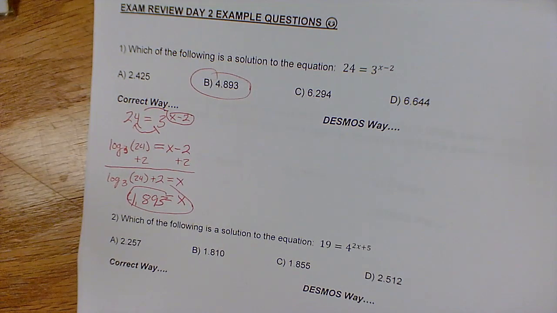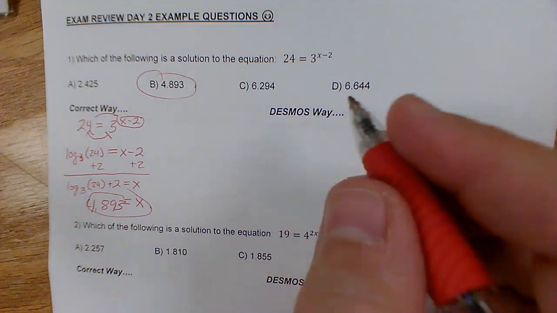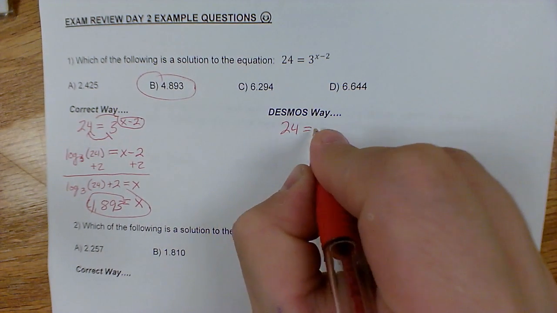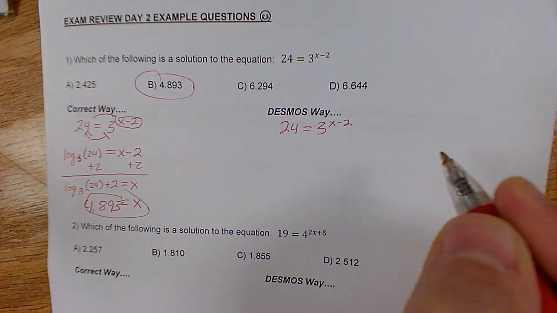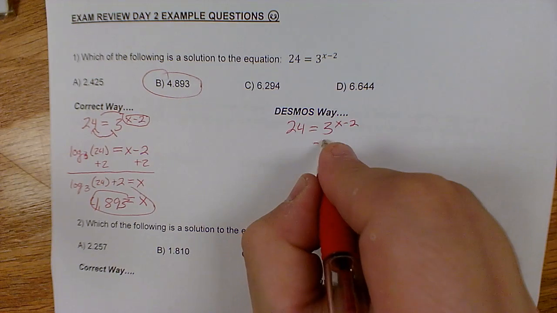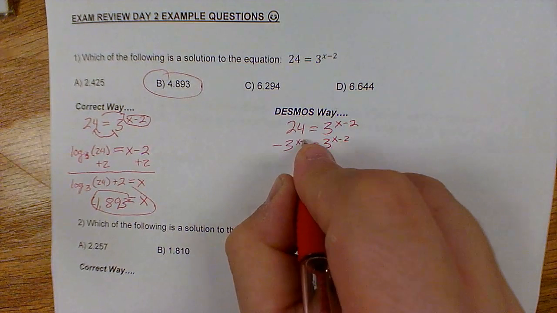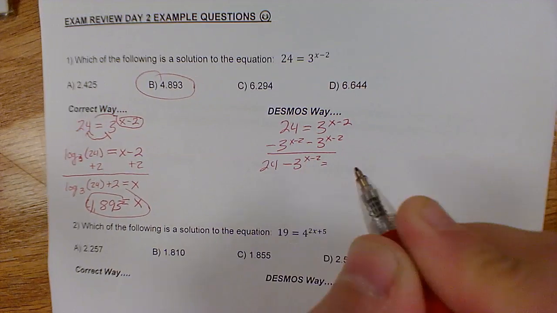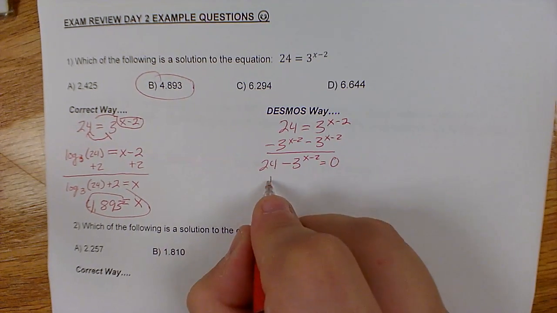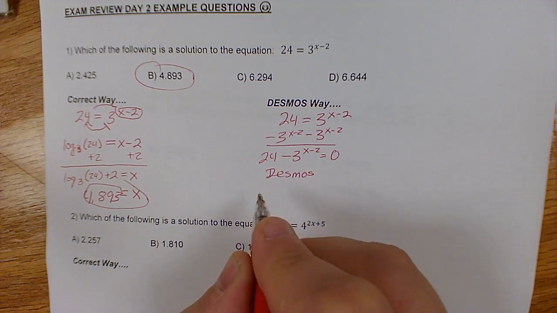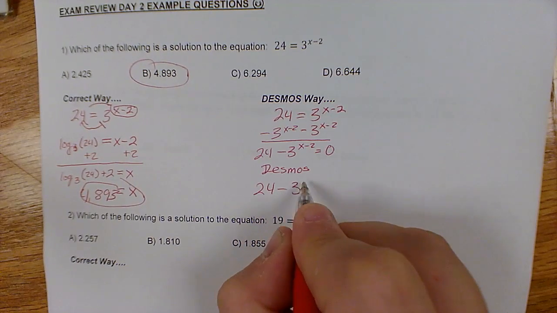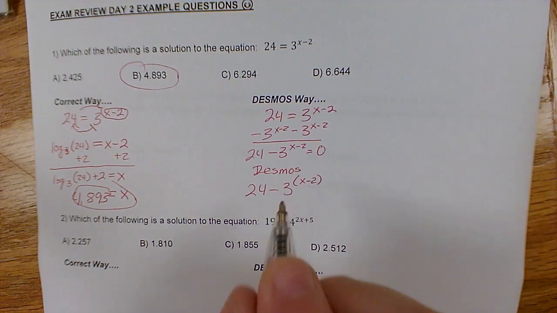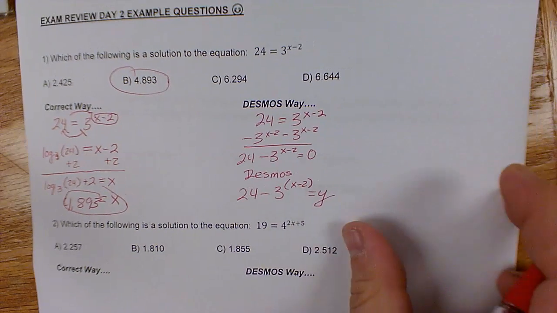Now, as usual, we're going to do the Desmos way, and if you've been watching these videos before, I'm mad that I can't use another program because I have to use my phone. So the Desmos way can be done two different ways, but we'd start with 24 is equal to 3^(x-2), and we just need to get a side equal to 0. So we can just subtract this side, and we have 24 minus 3^(x-2) is equal to 0, but in Desmos we would type in 24 minus 3, and I think you have to put parentheses when you put them on top, is equal to y, and we're going to see what our graph looks like.